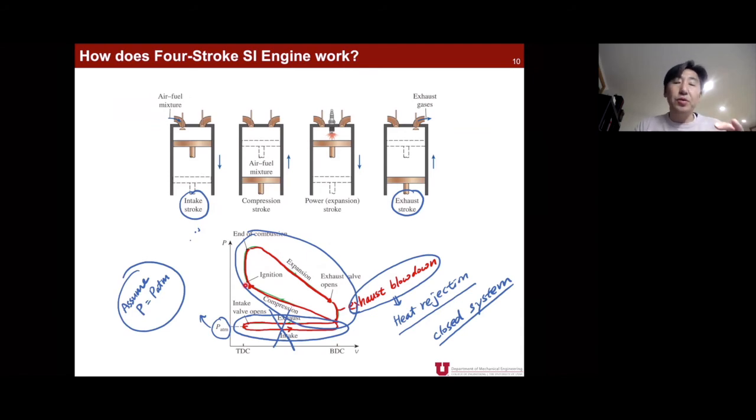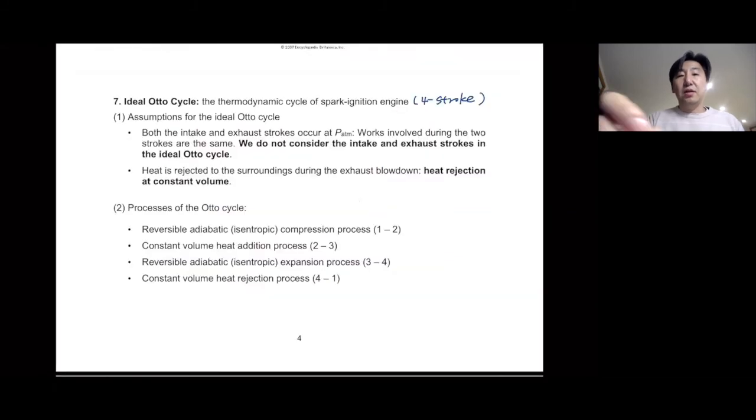Okay, so that is a key portion of the Otto cycle that describes how combustion happens and how the heat addition process is involved. And after the heat addition process, we have expansion, which decreases pressure while volume increases. Then this exhaust blowdown can be modeled as a constant volume heat rejection process. Now, we can clearly summarize our ideal Otto cycle as four processes. One is the compression process.